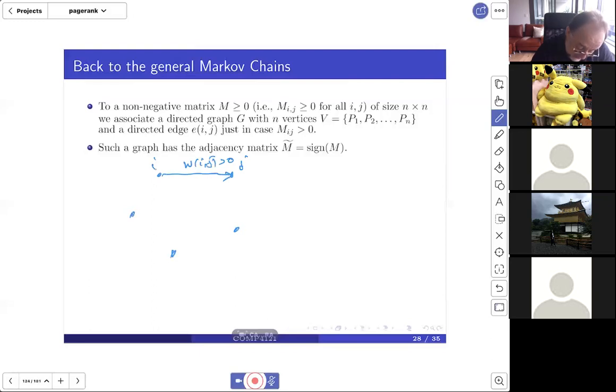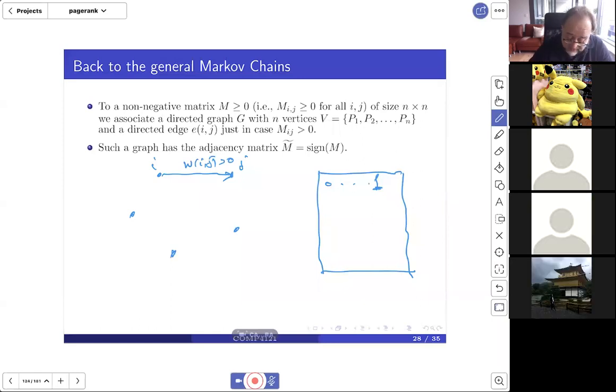To such a graph, you can assign a matrix of just zeros and ones, which would essentially be the adjacency matrix if you ignore the weights, right? So if you take sign of M, you will get 1 whenever the weight is positive, so there is a link, and 0 if there is no link. So you just get the adjacency matrix for that graph.